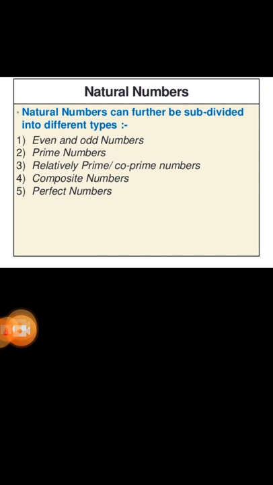Natural numbers can further be subdivided into different types. Number 1, even and odd numbers. Number 2, prime numbers. Number 3, relatively prime or co-prime numbers. Number 4, composite numbers, and number 5, perfect numbers.